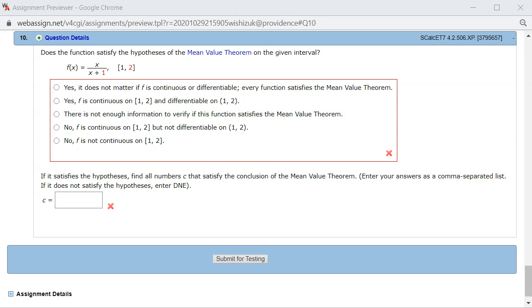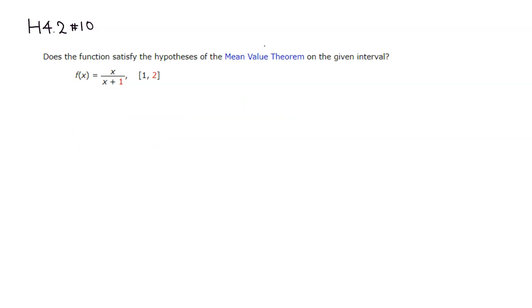So this rational function is going to be continuous and differentiable. Yes, f is continuous on the closed interval from 1 to 2, and differentiable on the open interval from 1 to 2. All right, so we got that. And since it satisfies the hypotheses, we need to find the c that satisfies the conclusion of the mean value theorem. So let's do that.